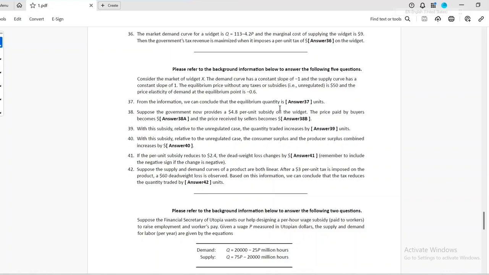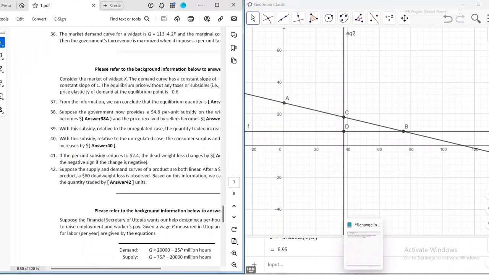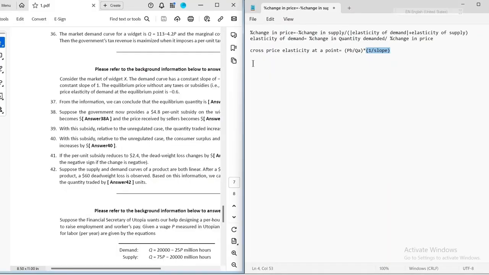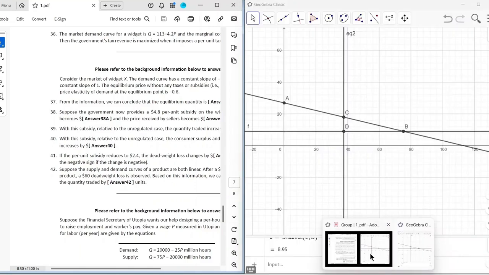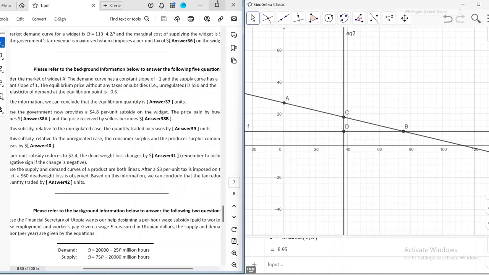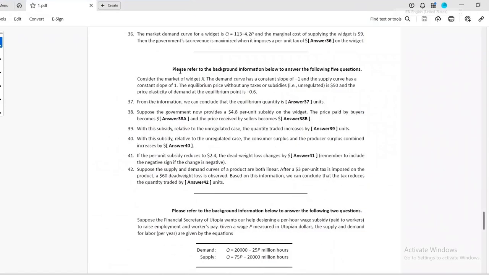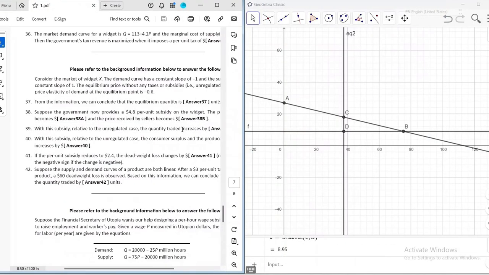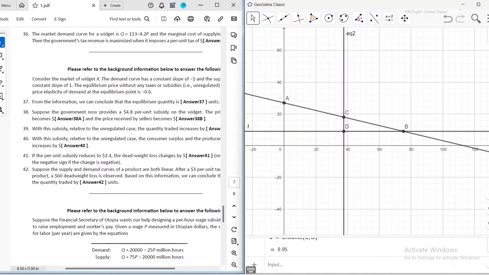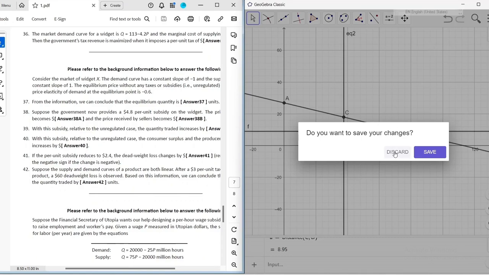Then you are asked to calculate the equilibrium quantity. So this is very easy. You need to use the formula of point elasticity. Let me write it for you in the notepad. Okay, let me do it in the GeoGebra, because we need to do the other follow-up questions, so it's easier to visualize in the GeoGebra. Okay, let me clear the screen.